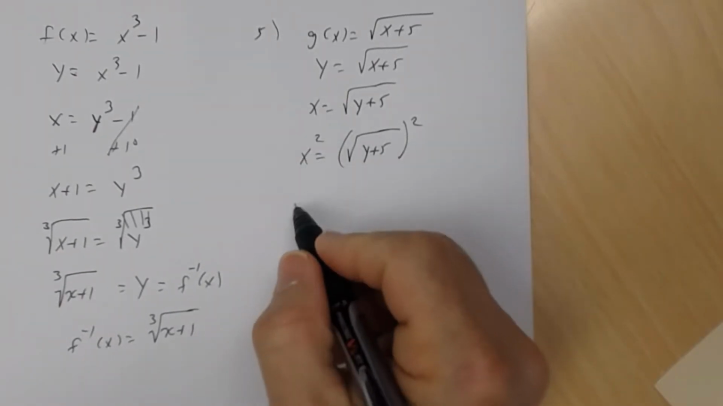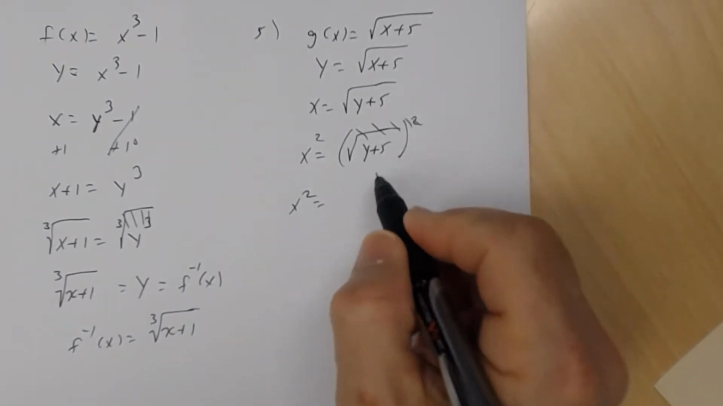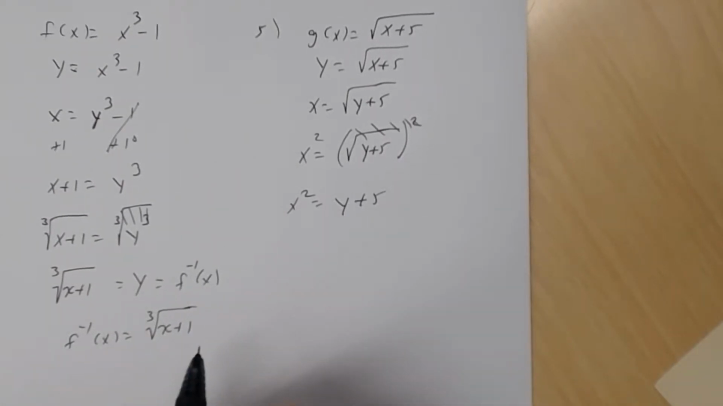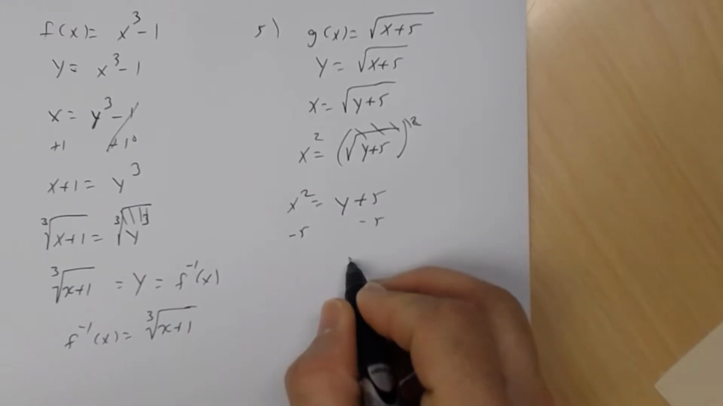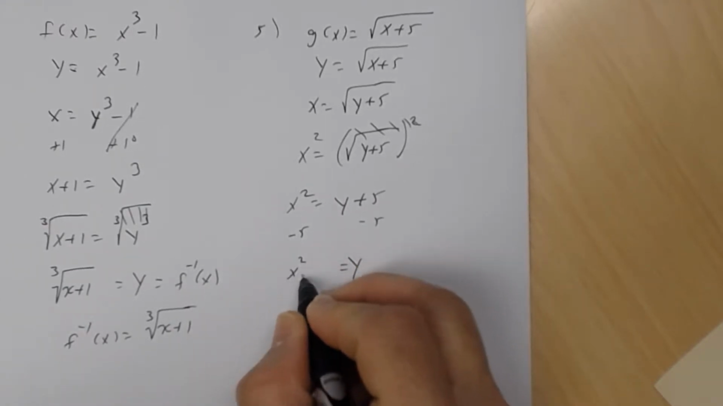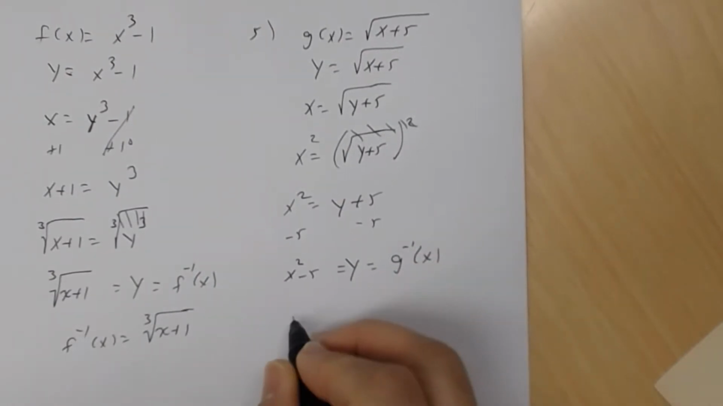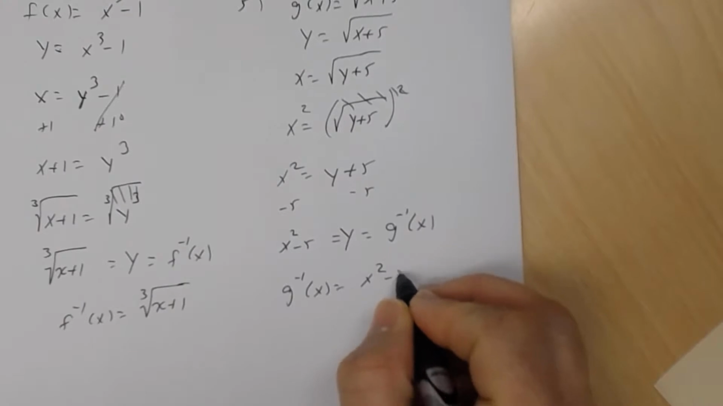So I get x squared equal, now remember the square and the square root undo each other, so you get y plus 5. Now I can get y by itself. So to get y by itself, you're going to subtract 5, and you're done. So y equals x squared minus 5, and there's your inverse. So g inverse of x equals x squared minus 5.